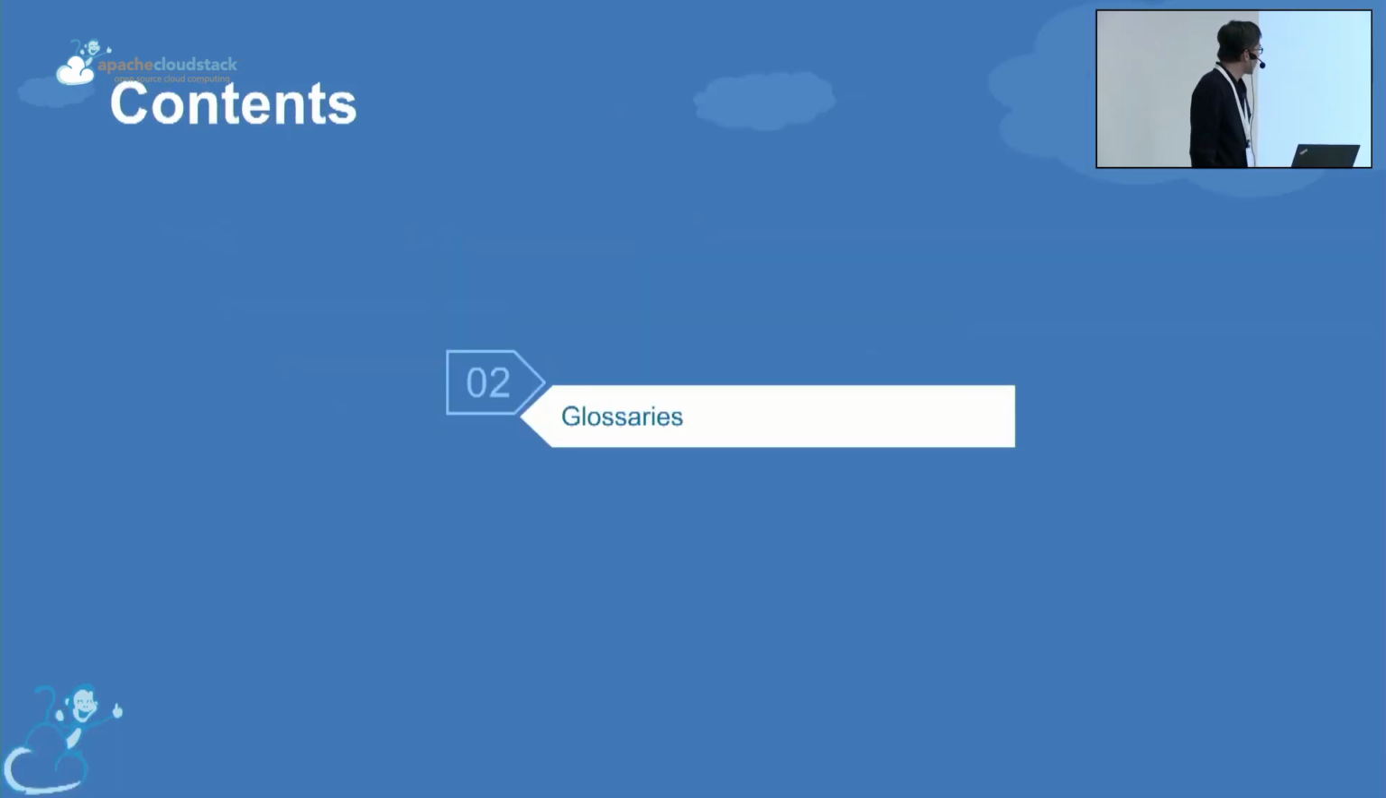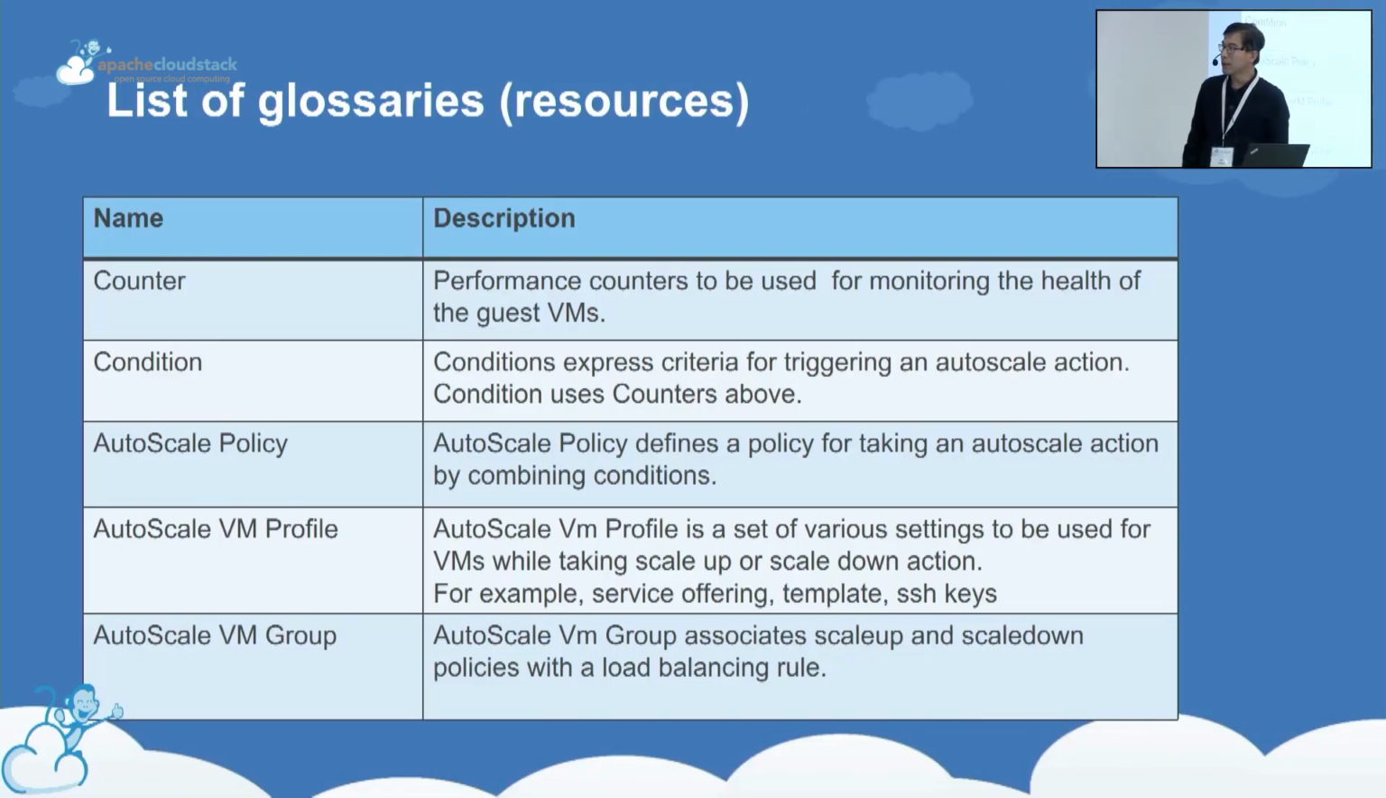The second section, glossary. There are 5 glossary terms. The first one is the counter. The counter is the performance counter, which is used to monitor the health of the guest VMs and also the network, the virtual router. The second glossary term is condition. A condition expresses the criteria to trigger the autoscale action. The last three are autoscale policy, autoscale VM profile, and autoscale VM group. So I will explain them with an example.